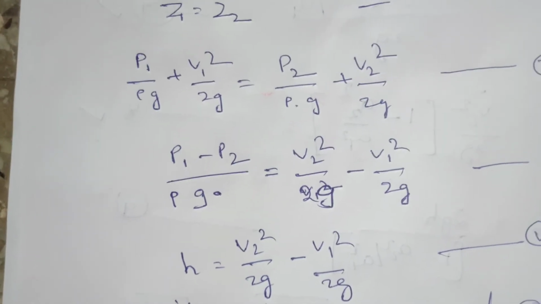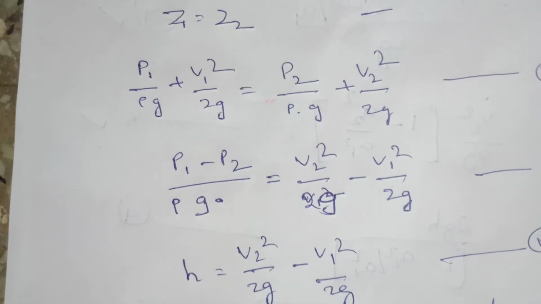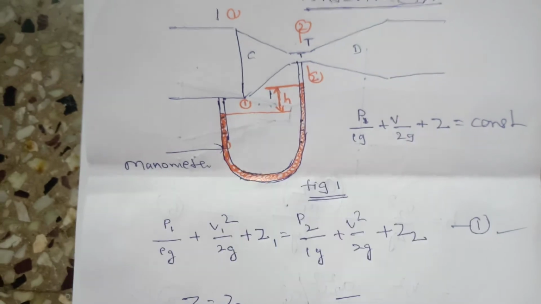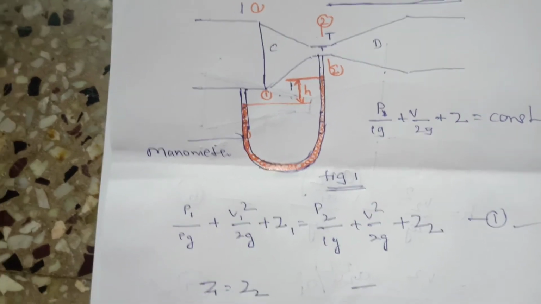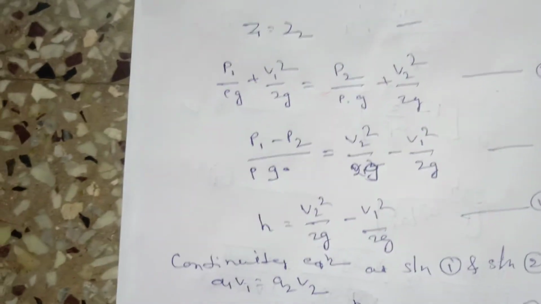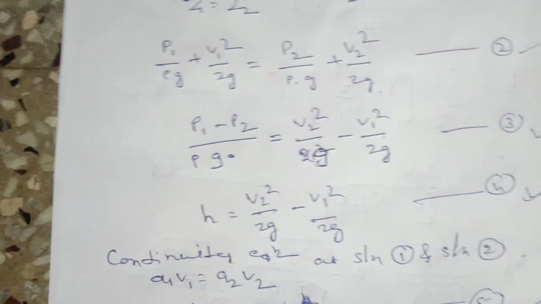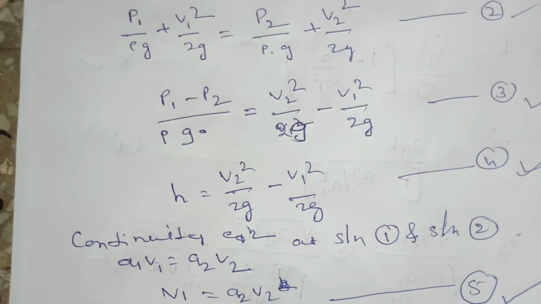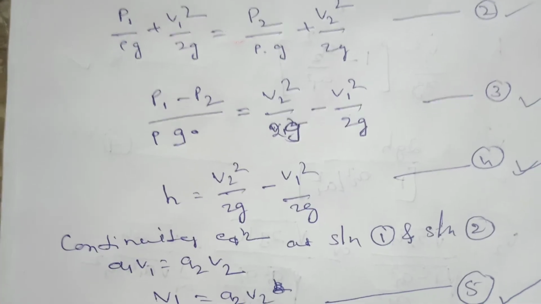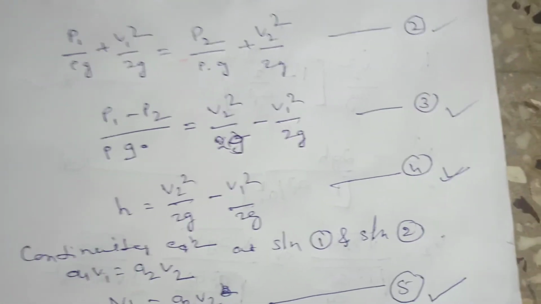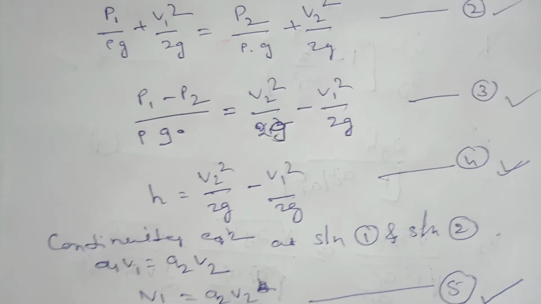We know the difference in the pressure head, (P1 minus P2) divided by rho g, is nothing but the H, that the venturimeter indicates here. The pressure head difference is H. That pressure head difference I substitute by H. So the equation becomes H is equal to V2 square by 2g minus V1 square by 2g. That I call equation number 4.